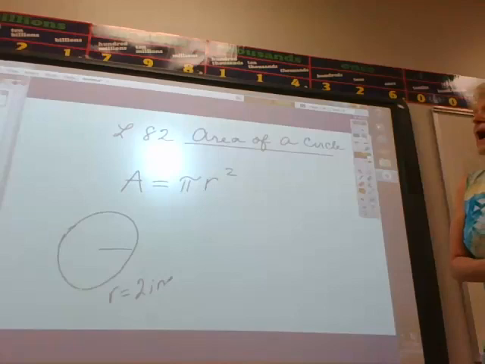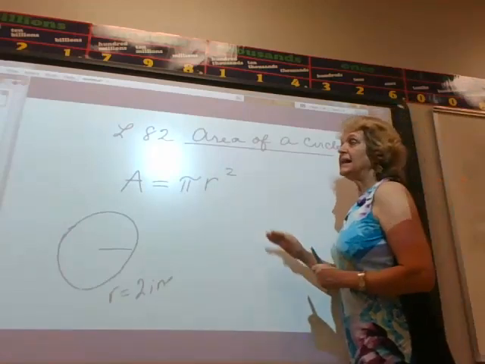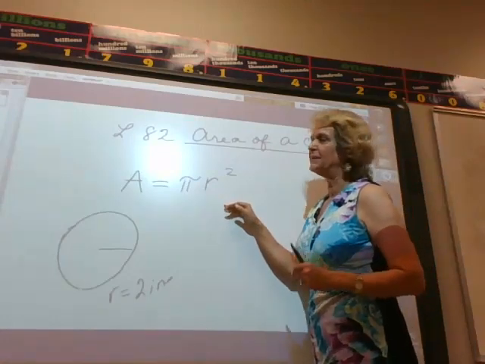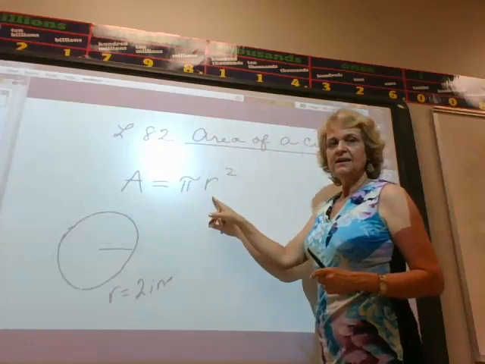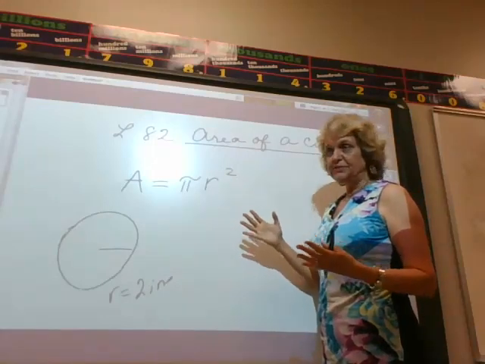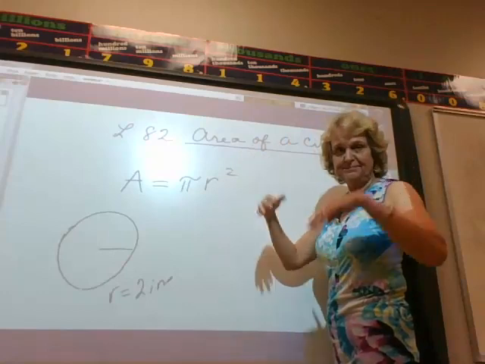Right now I'm just going to present to you the formula. I'd love for you to memorize it in your spare time. You have lots of spare time right now, right? So the area of a circle is pi times the radius squared. If you're given the radius, you just square the radius, multiply it by pi, and you're done.